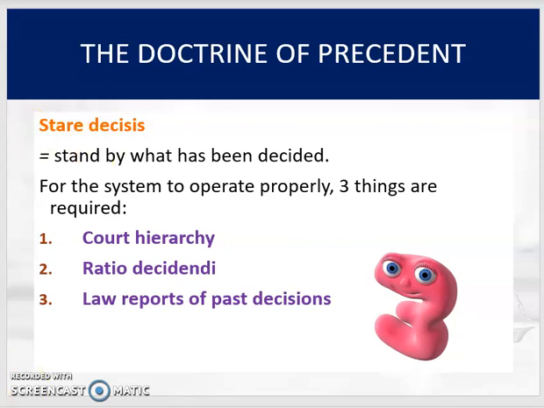In order for precedent to operate properly, we need three things. We need a court hierarchy, ratio decidendi, and we need law reports of past decisions. If we don't have all of these three things, precedent won't work, so it's really important that we have all of them. In this video tutorial today, I just want to focus on court hierarchy, so how court hierarchy helps the doctrine of precedent to work.